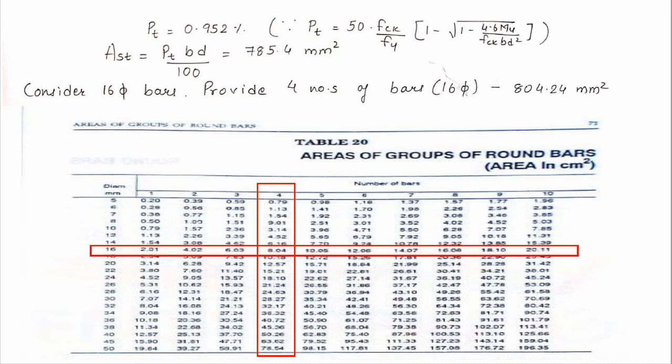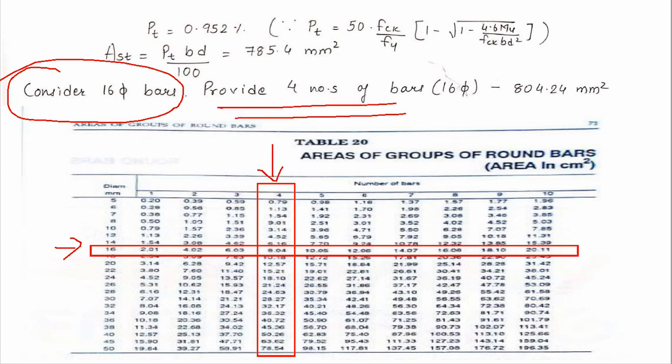And 8.04 belongs to which row? It belongs to 16. That means we are using 16 mm diameter steel bars, and it belongs to which column? It belongs to column number 4. That means the number of bars is to be taken as 4. So it will be easier, and we'll be getting the answer as most optimum. So we'll be considering the bars to be 16 mm and we'll be providing 4 numbers of bars.